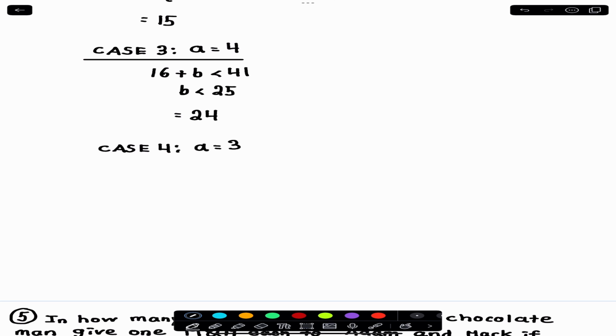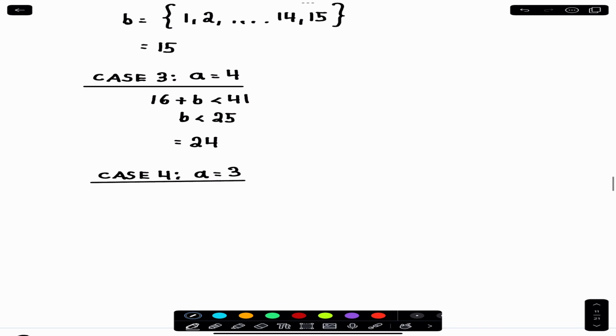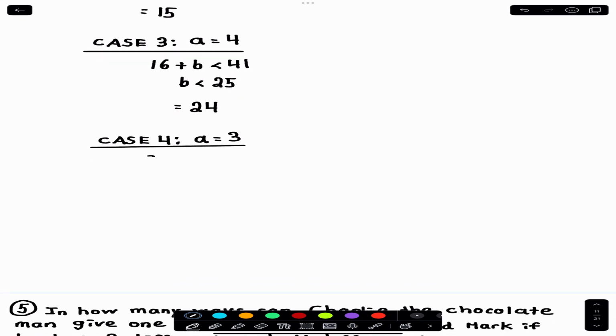Let's see. When A equals 3, this time we must have 9 plus B is less than 41. So B must be less than 32. This means there are 31 possible values for B.